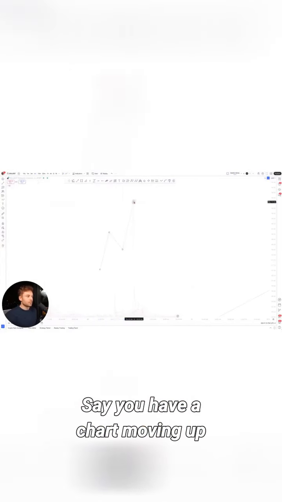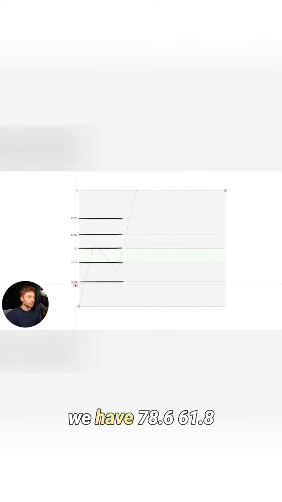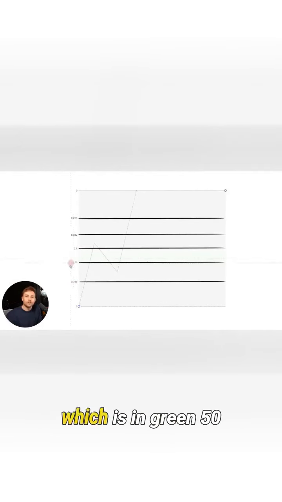Say you have a chart moving up where you have a trend in a certain direction. You can click on this Fibonacci retracement, click at the beginning of a trend, and go all the way up to the highest point on the trend. And what you're going to see are these numerical values. Okay, starting from 1 to 0, we have 78.6, 61.8, which is in green, 50, 38.2, and 23.6.